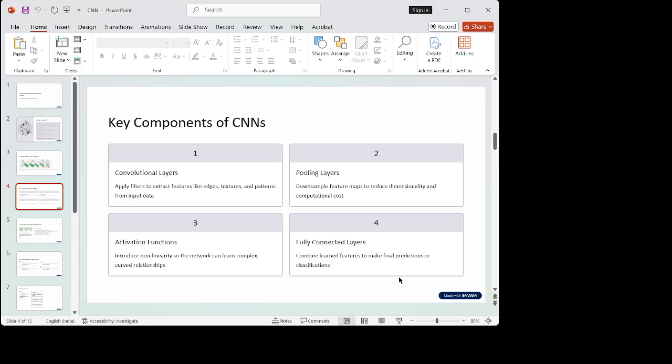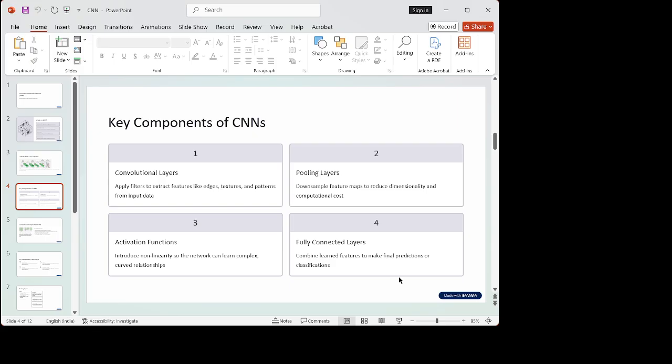In the convolutional layer, the main job is to apply filters to extract features like edges, textures, and patterns from input data. The second one is the pooling layer. Here we downsample feature maps to reduce the dimensionality and computational cost. The third one is activation, where we apply non-linearity so the network can learn complex, curved relationships. And the final one is the fully connected layer. Here we combine features to make the final predictions or classifications.